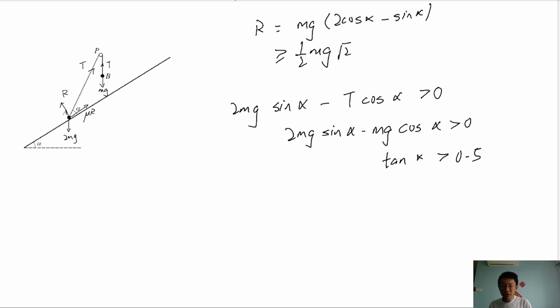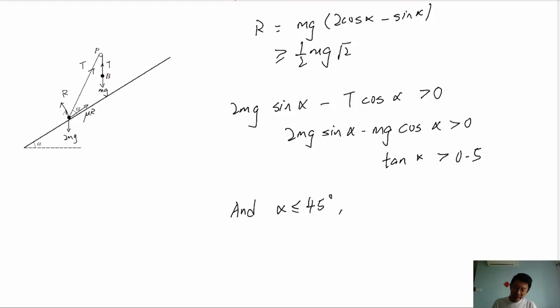So how do we show the other part of the inequality? Remember, the value of alpha given in this case is less than or equal to 45 degrees. Because alpha is less than or equal to 45 degrees, the value of the tangent alpha has a certain limitation. So the value for the tangent alpha must be less than or equal to 1, because tangent 45 is 1.